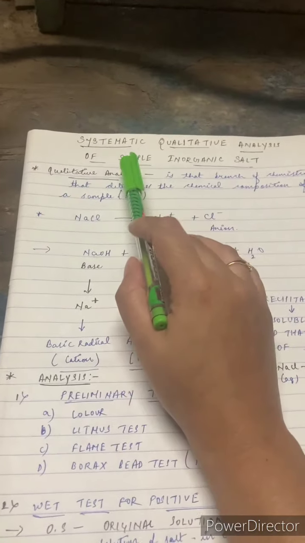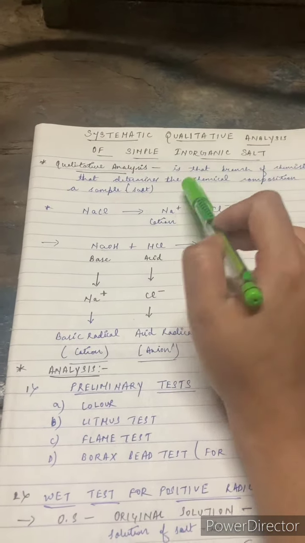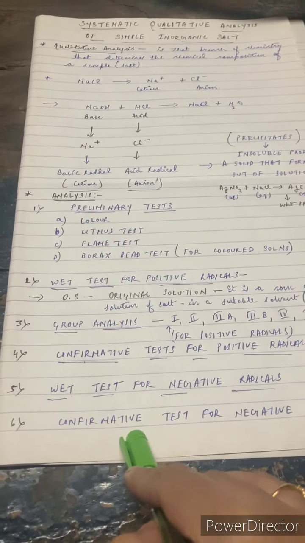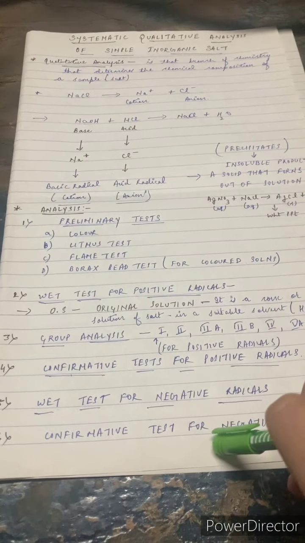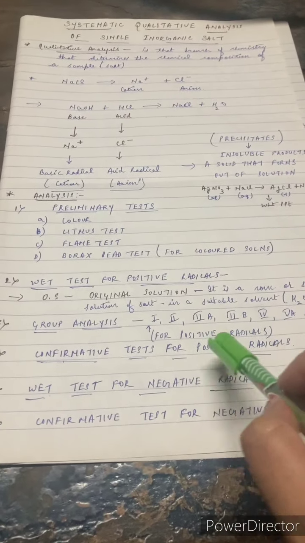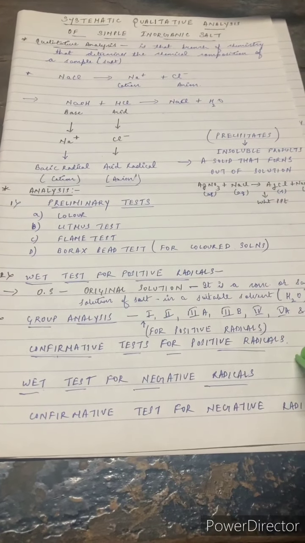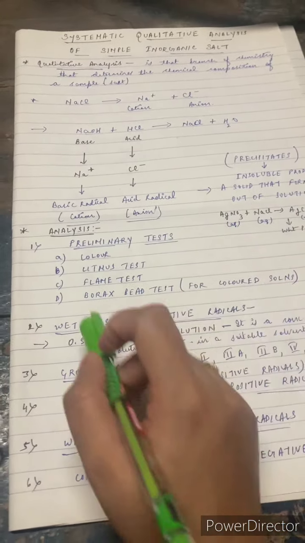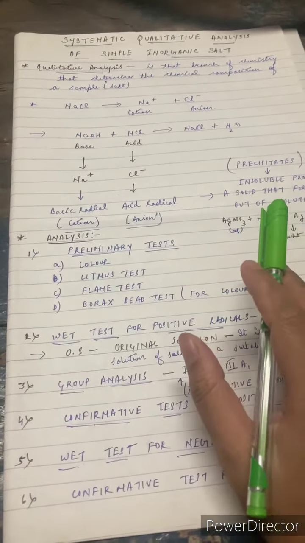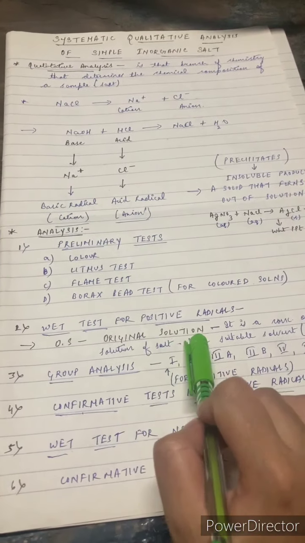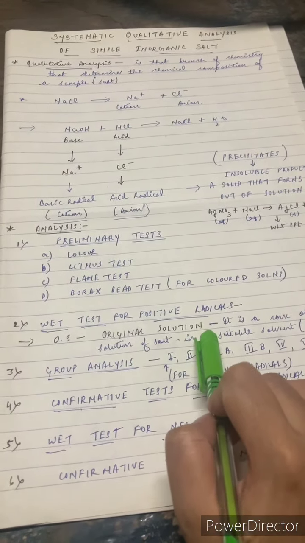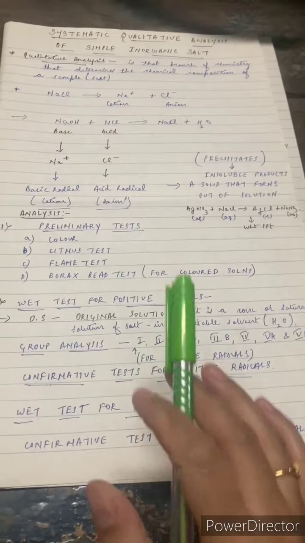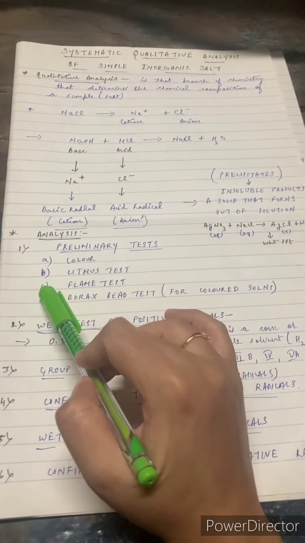Now, as the name suggests, systematic qualitative analysis means we have to analyze the salt in a systematic way. There are 4 or 5 steps involved in which we have to determine the constituent ions, one positive ion and one negative ion. First of all, we have to do the preliminary test, meaning how my salt solution looks. We are going to provide you with the original solution, the sample, the salt, which we also call the OS. It is soluble in water, so first you have to see the physical appearance of it.